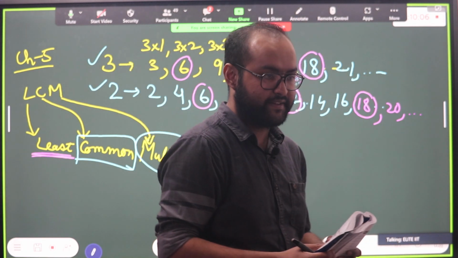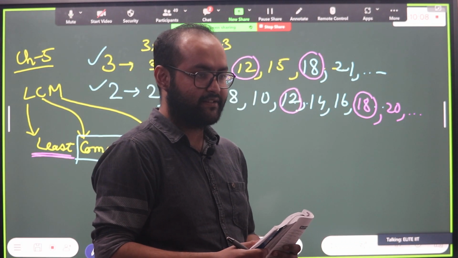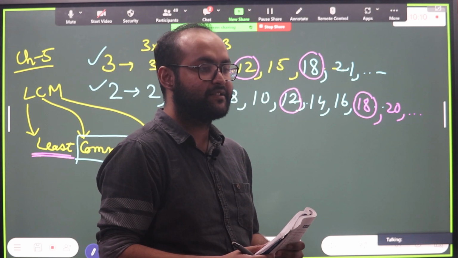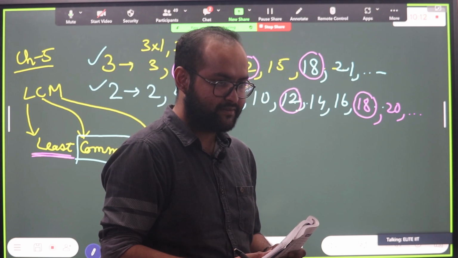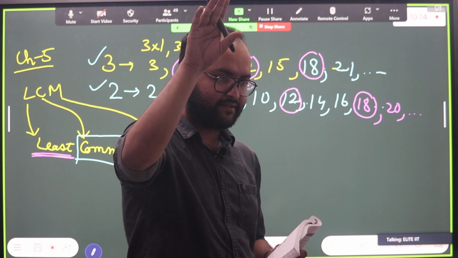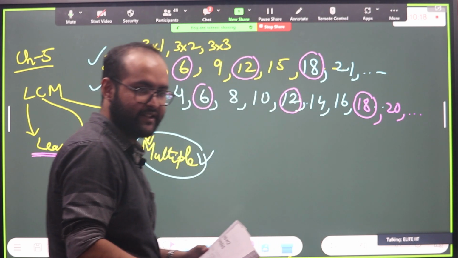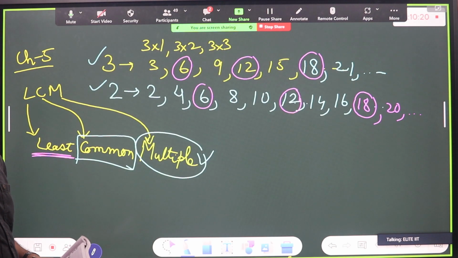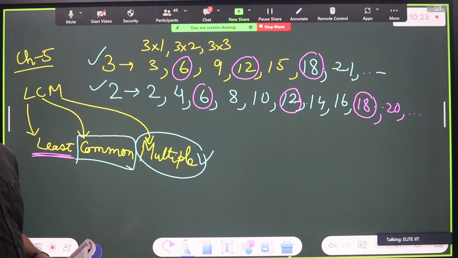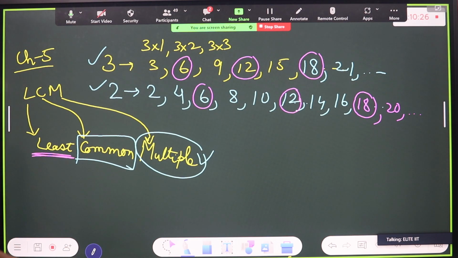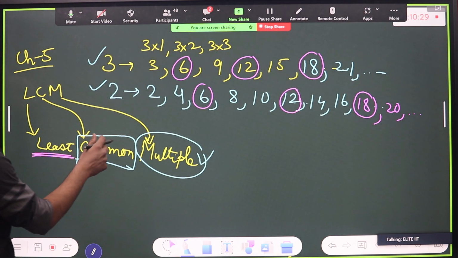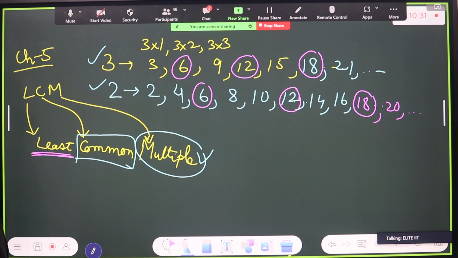Least means lowest. Lowest, isn't it? Lowest, highest. So, which is the lowest among all these common multiples?